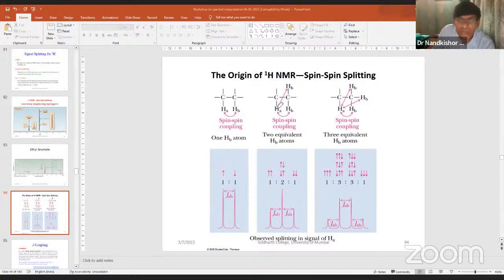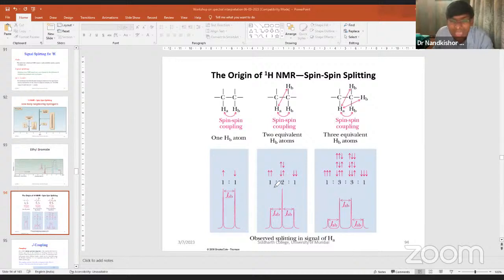Now suppose this is the HA under study, which has two nuclei around it. So these two nuclear spins may both be clockwise, or both may be anti-clockwise, and there is a mixture: one clockwise, one anti-clockwise, and anti-clockwise, clockwise. So this is the maximum combination of the spin, there are no fourth outcomes.